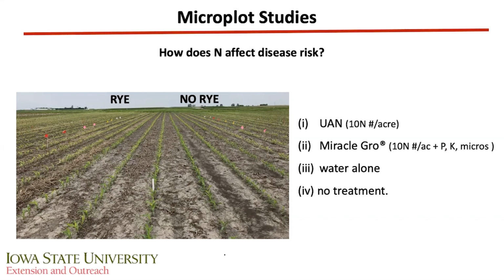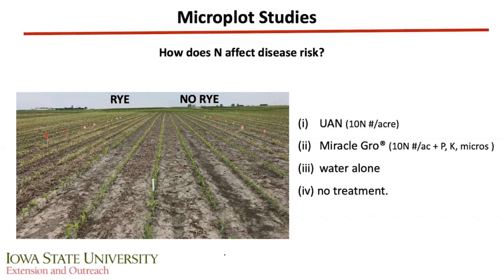And then we go out there and we either apply UAN, so 10 pounds of nitrogen per acre, Miracle Grow, which of course contains nitrogen, but also P and K and some micros. And then we have a water alone control and a no treatment control.